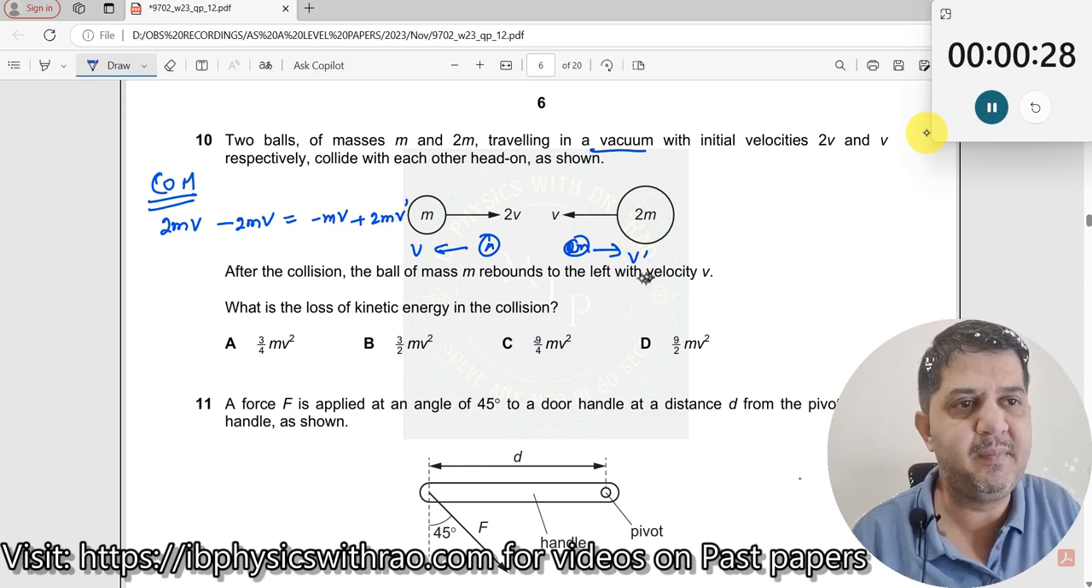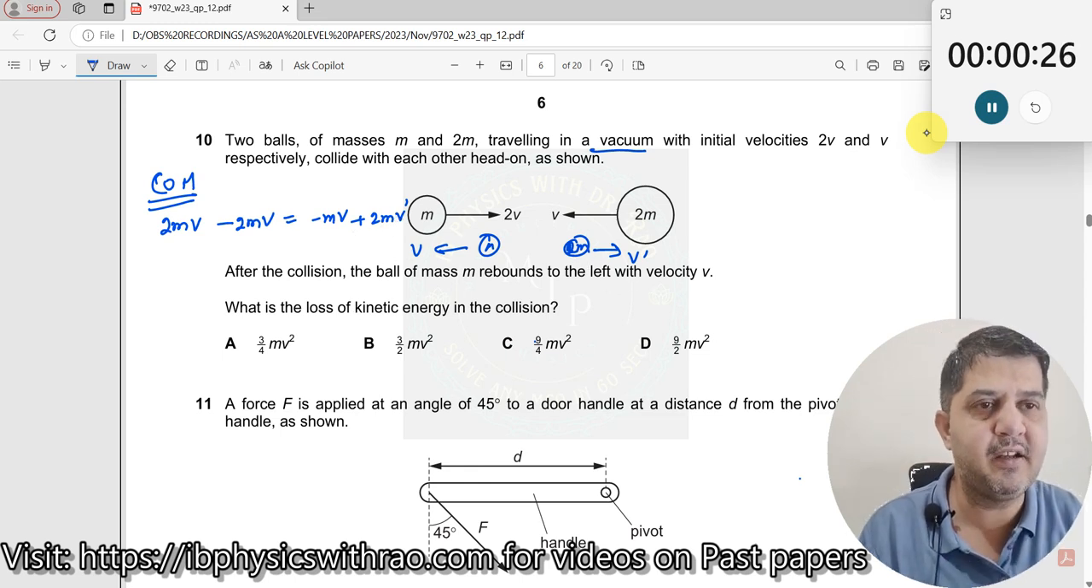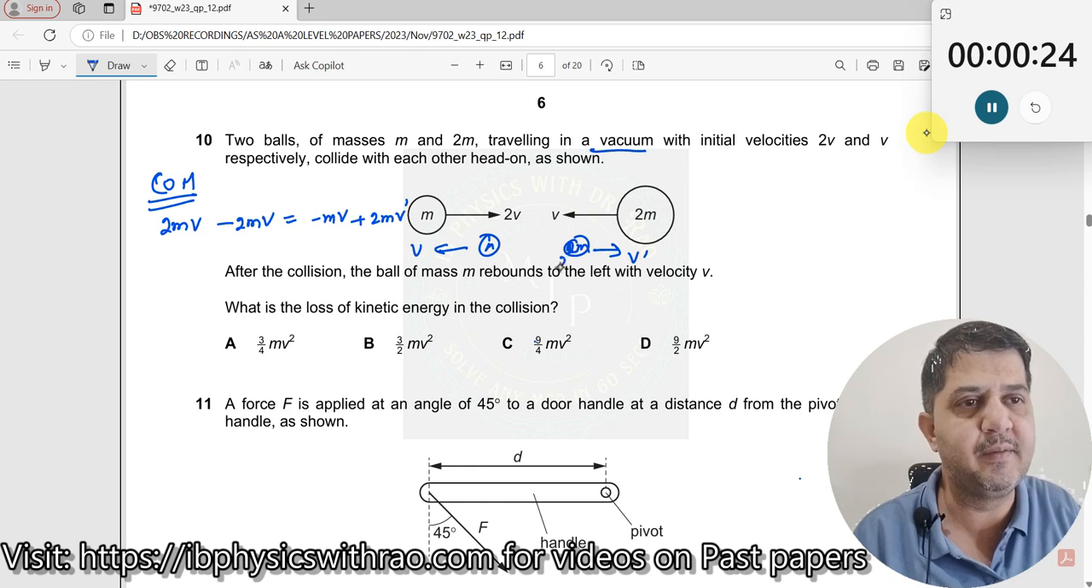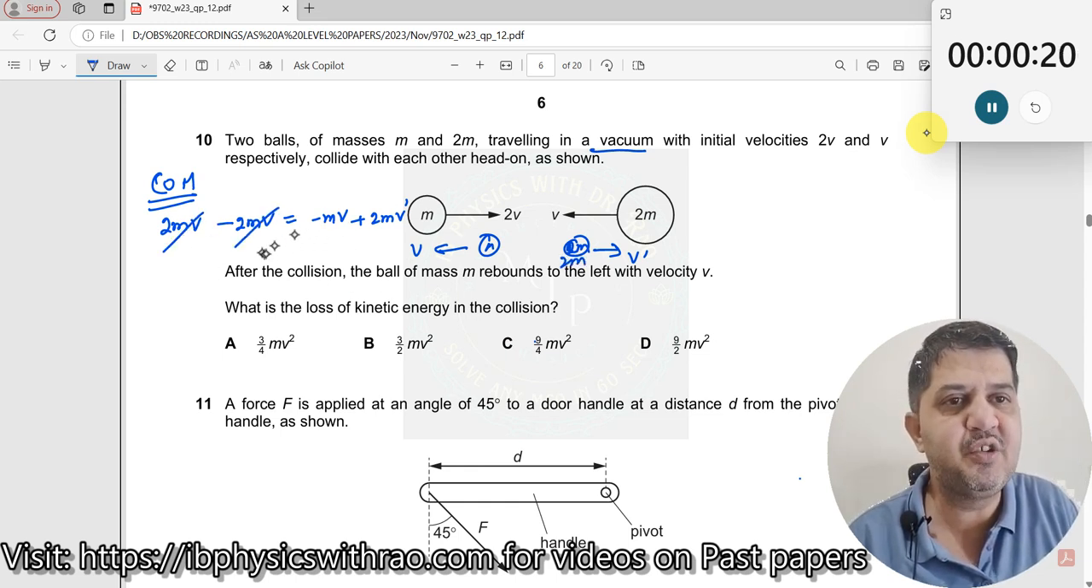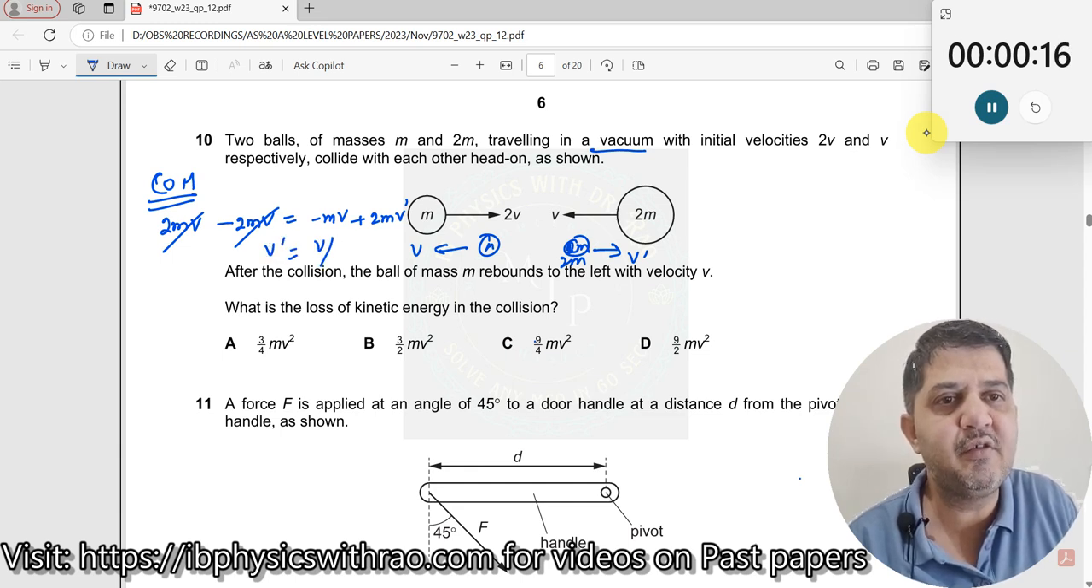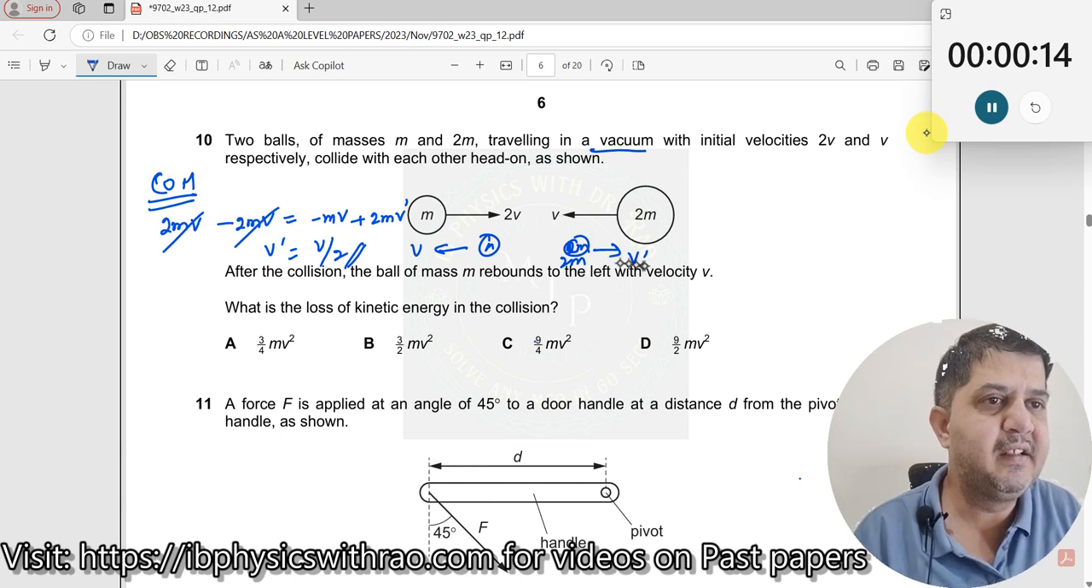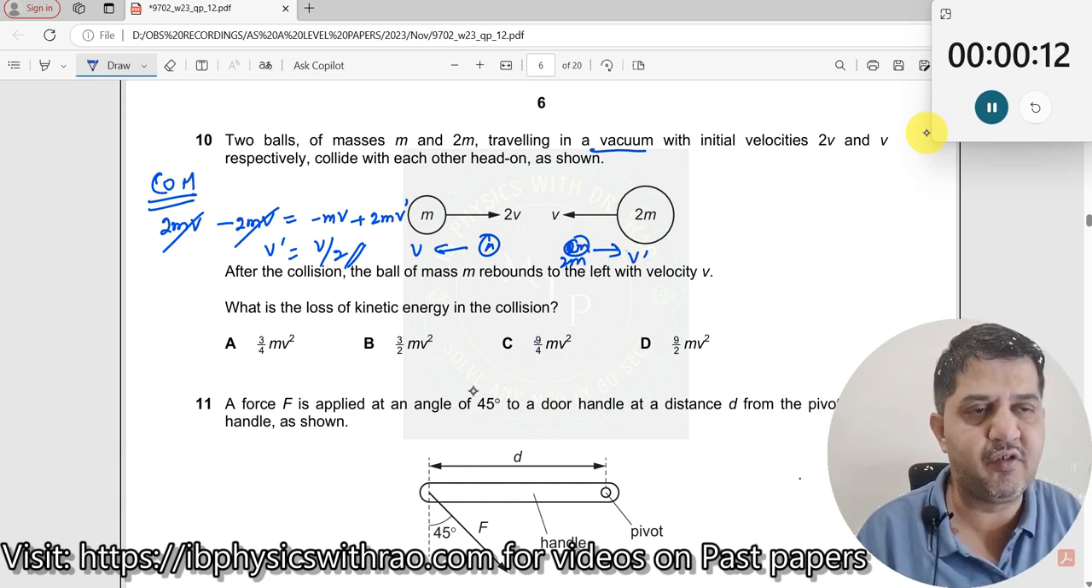We do not know which way it goes, maybe it goes like this, maybe like that, it doesn't matter, but we'll assume it goes like this. So the 2m is over here. Solving this, I get v dash is equal to v by 2. That means the velocity of 2m after collision is v by 2.